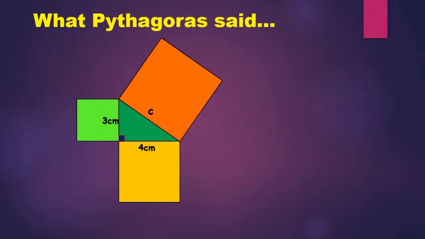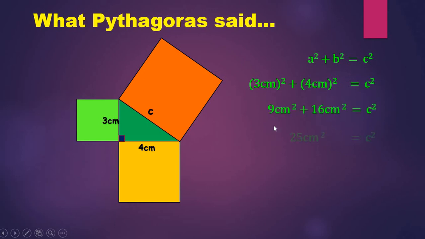Now, let's work with the given unit. Length of sides are given in centimeters. When these values are substituted, it looks like this. And comes to this stage, 25 square centimeters equal to c square. Therefore, the value of c equals the square root of 25 square centimeters. It is 5 centimeters.